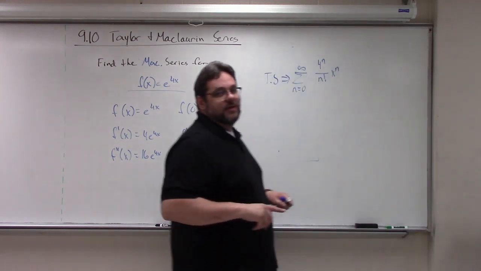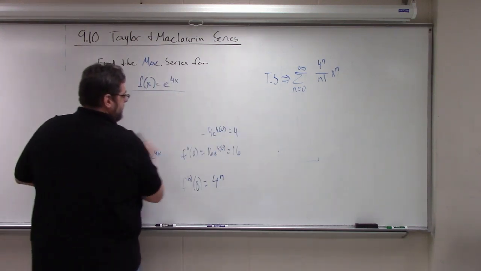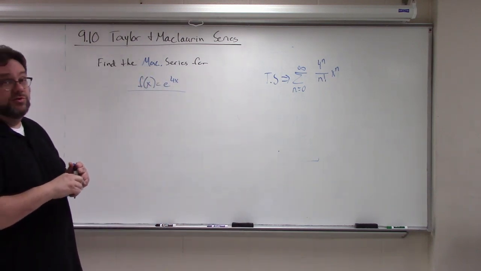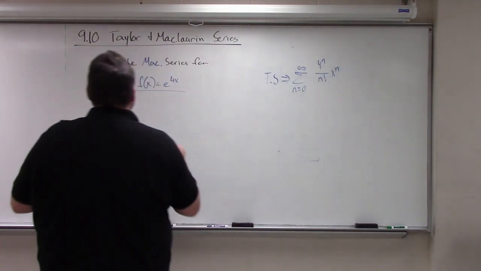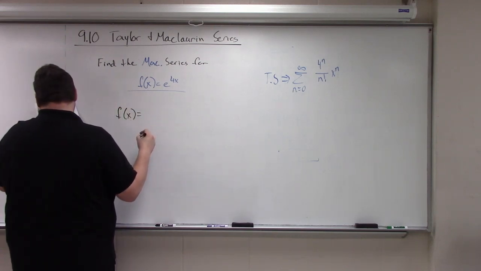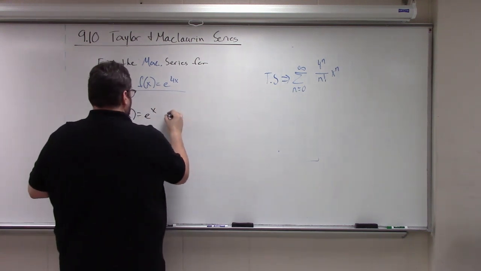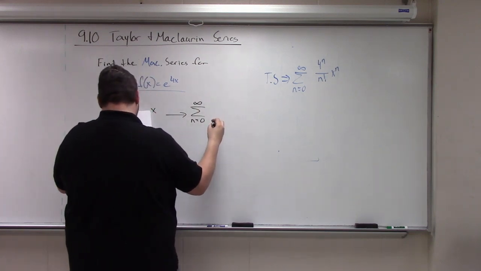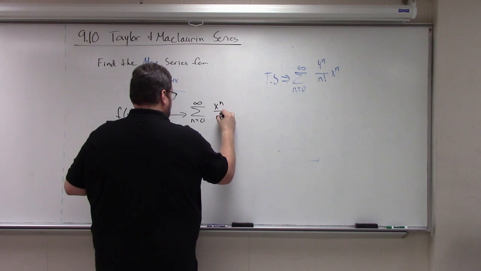One of the things I do want to say about Taylor series, I'm going to erase part of this, is that if you know the Taylor series, you can actually do a substitution. Now, I'm going to find my notes here. The Taylor series for f of x equals e to the x, you would get the sum from n equals 0 to infinity of x to the n over n factorial.